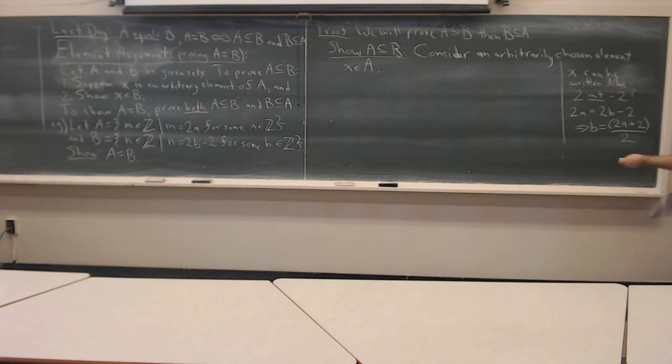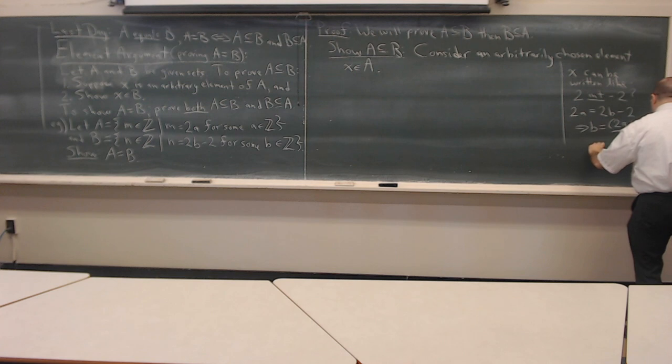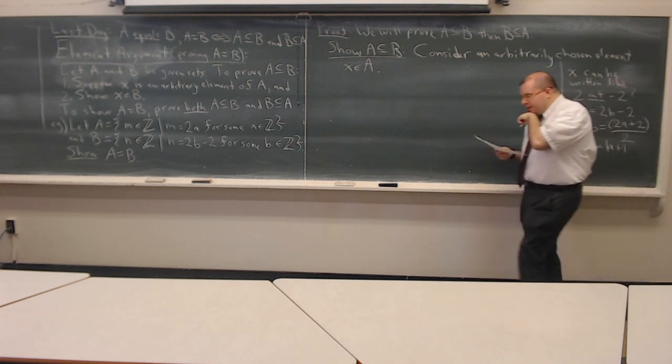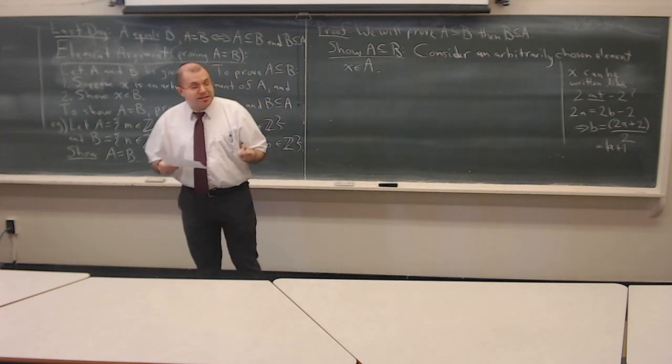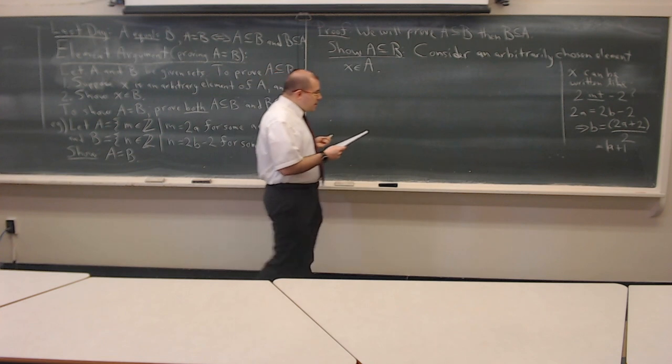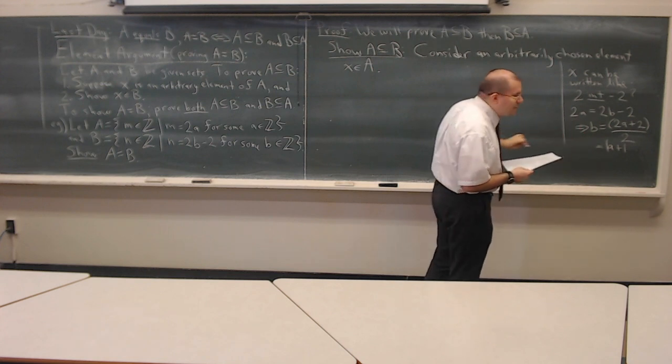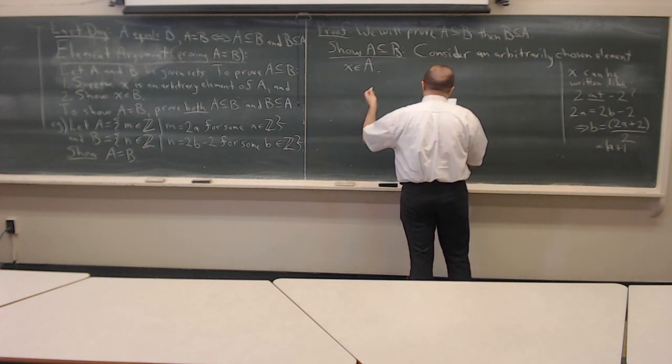So now I have B is equal to this, and I can simplify this ever so slightly. Remember, this is a 2, that's a 2, this is being divided by 2, that's a common factor here. So I end up with A plus 1. So now I have B is equal to A plus 1. Now this gives me a nice thing to work with. Remember, this is not a part of the proof. I'm just giving you this to give you the intuition of why exactly I'm going to pick the one I'm going to do.